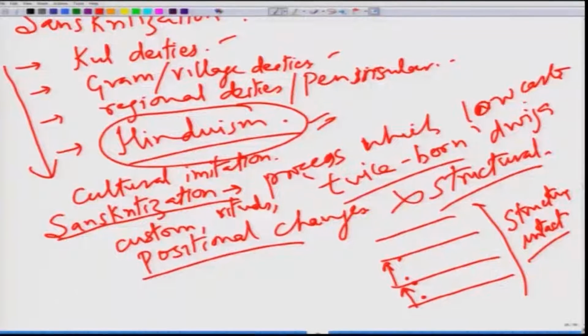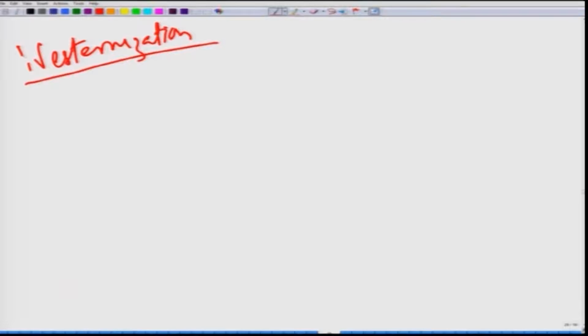Now, we also try to have another understanding which has been talked about by M. N. Srinivas, that is the notion of westernization. When he speaks about westernization, he says that it is because of the changes resulting from 150 years of contact with the Britishers, British rule, and because of these contacts, the socio-economic and cultural innovations which came to Indian society are to be seen as part of westernization.